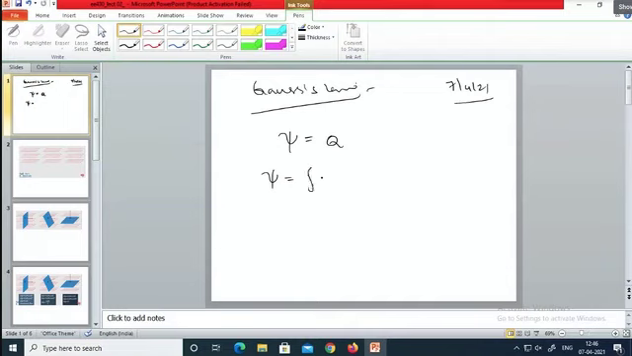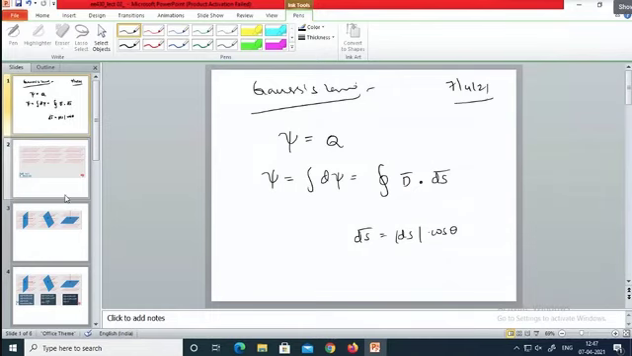So psi is equal to the closed loop integral of d psi, which is the dot product of the flux density and the surface vector, that is ds vector. So your ds vector is equal to ds cos theta, which is normal to the surface. The closed surface is called the Gaussian surface.